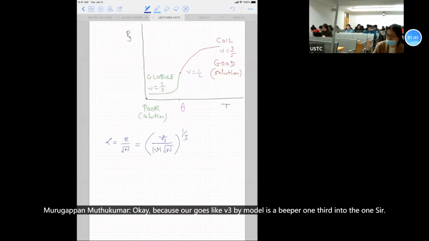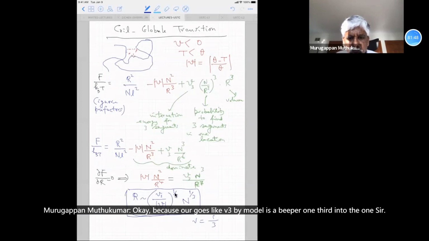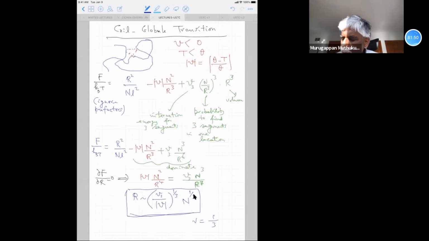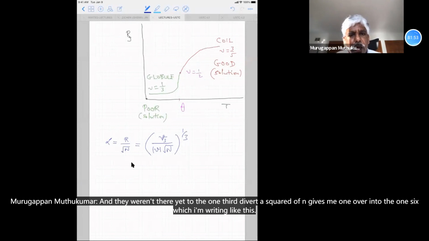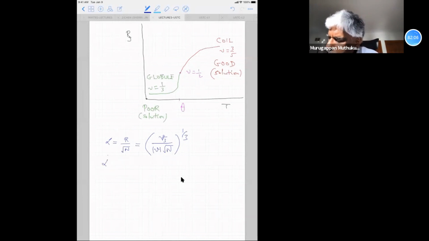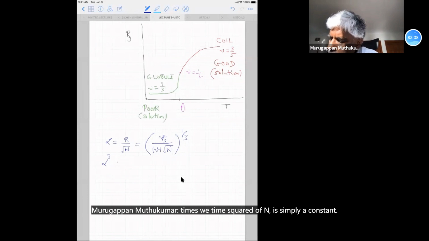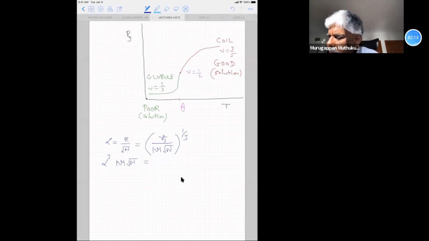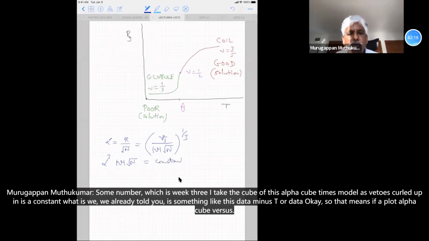Okay, because R goes like V^(1/3), that is, N to the 1/3 divided by square root of N gives me 1 over N to the 1/6, which I'm writing like this. And I already told you, therefore, I can write alpha cubed times V times square root of N is simply a constant, some number. I take the cube of this: alpha cubed times the modulus V times square root of N is a constant.